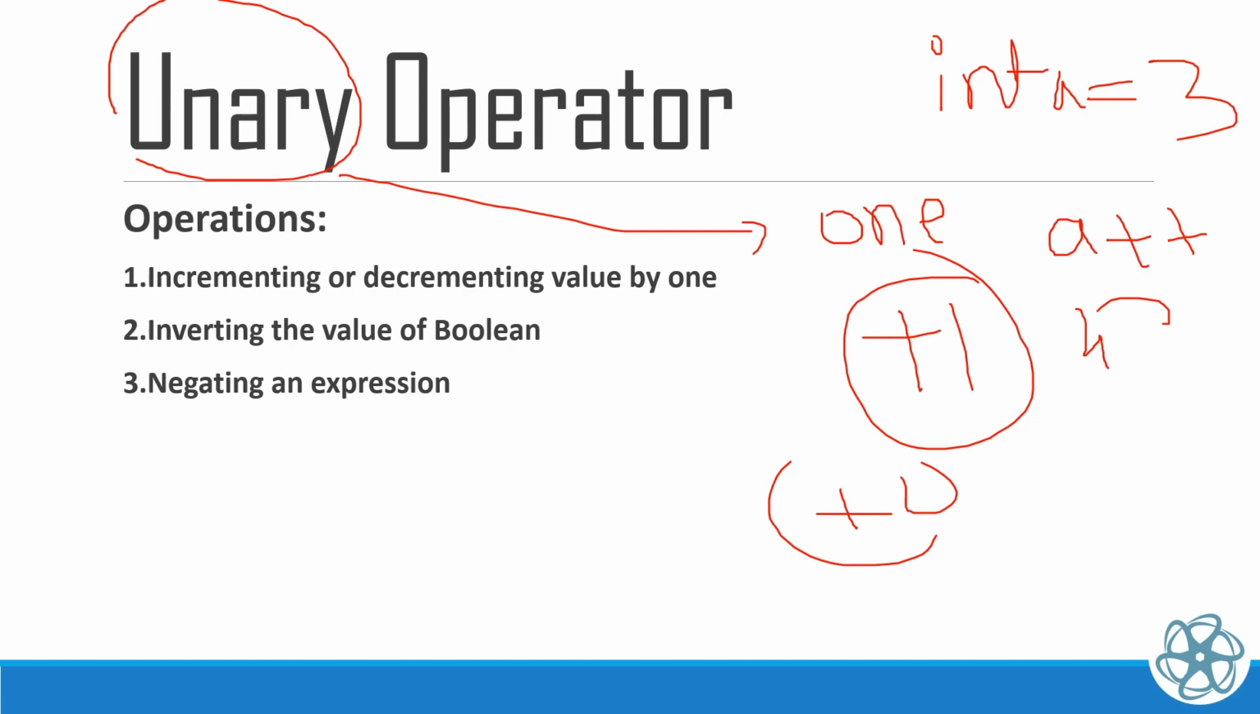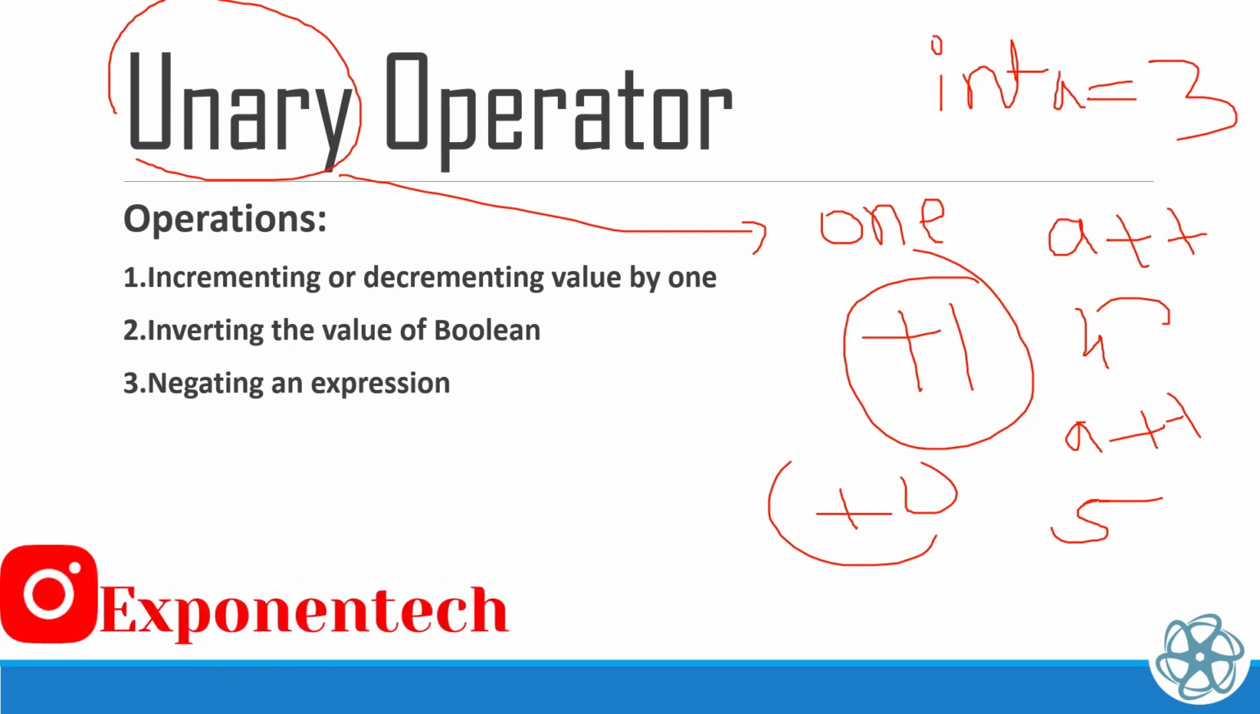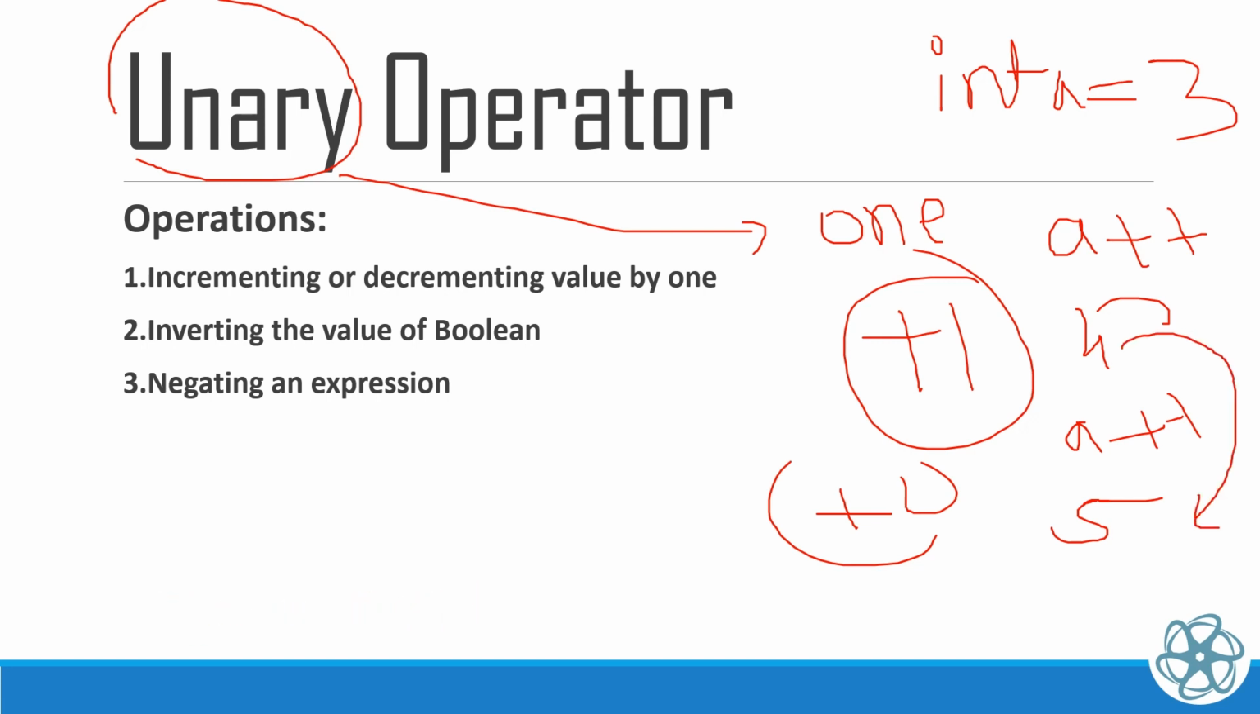If I give again a plus plus, then its value will be 5. As you can see here, the value of 3 is incremented to 4, then the value of 4 is incremented to 5. The value of 3 is incremented by 1, then the value of 4 is incremented by 1, and I got the answer as 5. So I can increment its value by only 1.